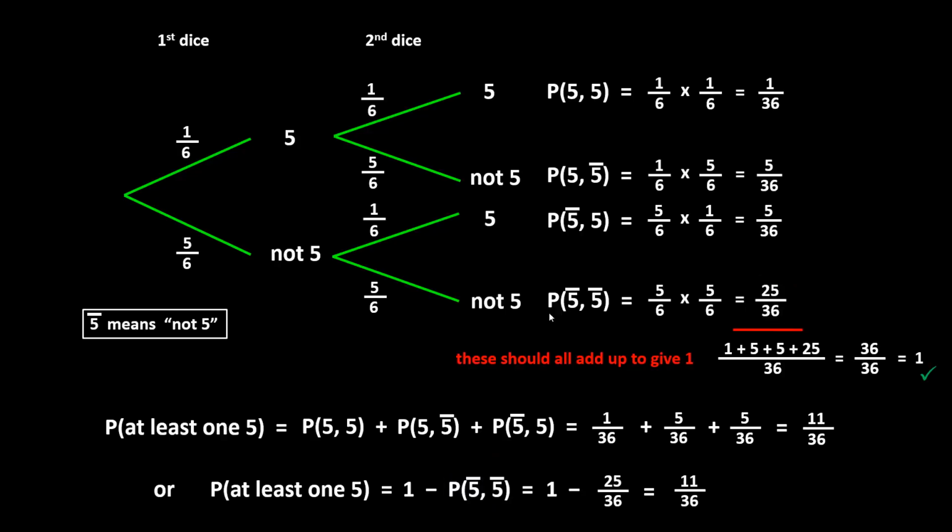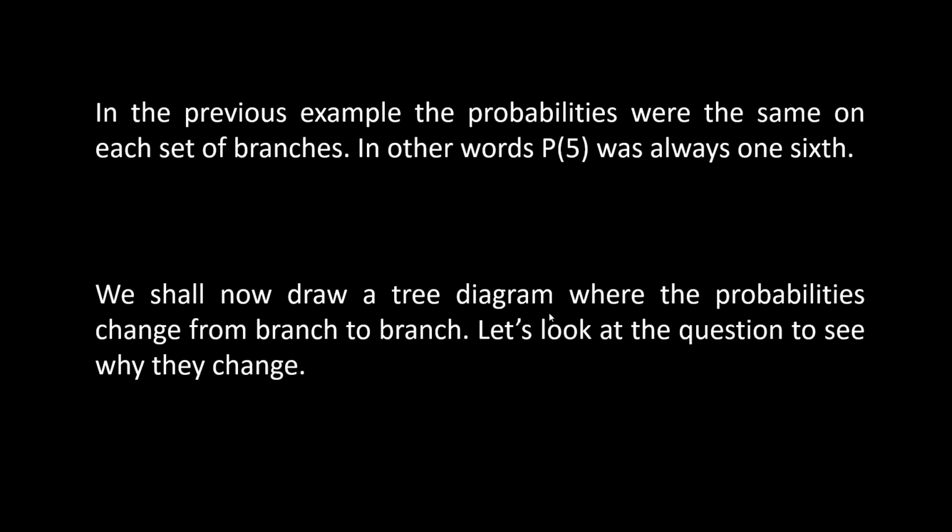So there we go. Now what we've done so far, tree diagrams where the probabilities are repeated from set of branch to set of branch. Now let's have a look. We shall now draw a tree diagram where the probabilities change from branch to branch. Let's look at the question to see why.